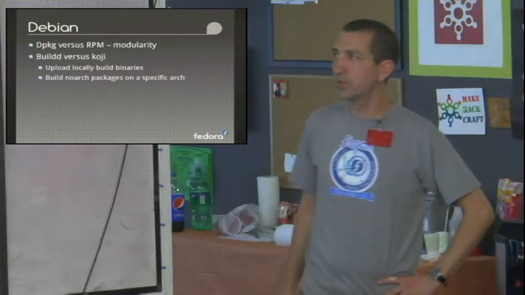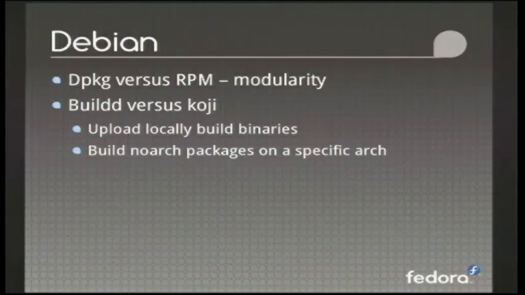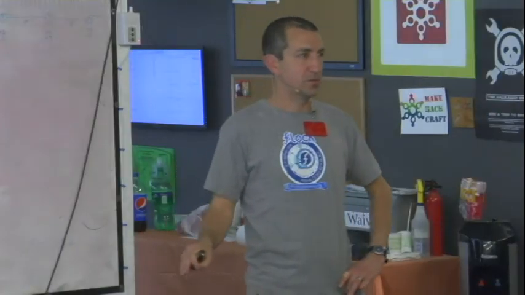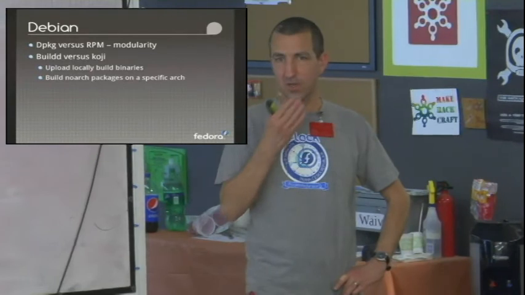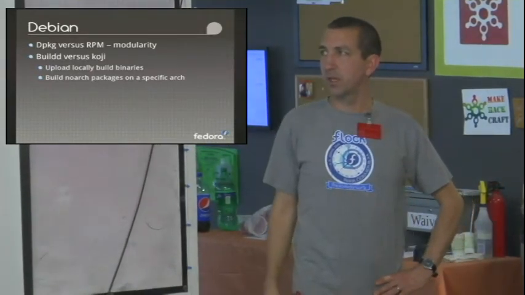They have something that's equivalent to Koji. Roughly speaking, it's called buildd. The biggest differences with this, and again, this is not my area of expertise, but one notable difference is that Koji does not let you upload a binary package, full stop. Right, Koji does the build for you. It does it in an environment that it has strong control over. The Debian build system has mechanisms to allow you to do this.